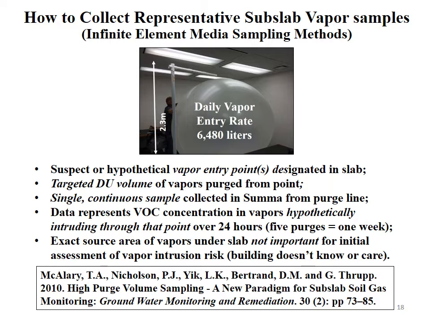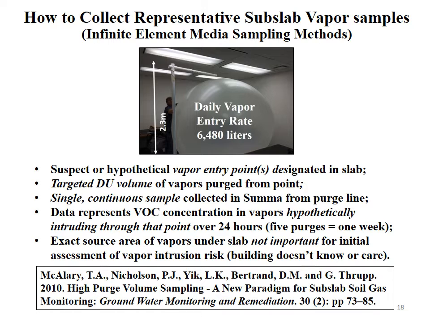In this case, a suspect or hypothetical vapor entry point is designated in the slab of a building. Typically, if you don't know anything about what's in the building, you might go to the center of the slab and assume that's where the highest concentrations are. There are a lot of variables you have to think about. Maybe you know where a source area is, in another part of the slab. Then you designate a vapor entry point there to test.